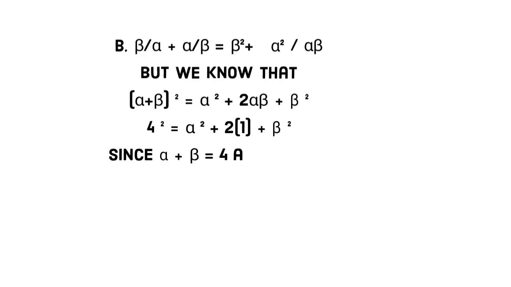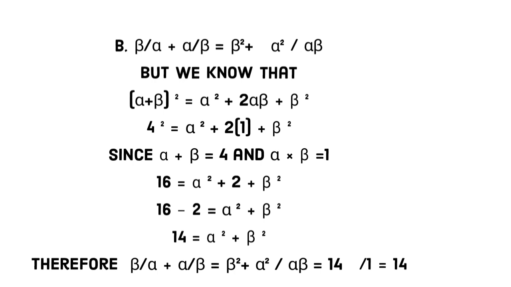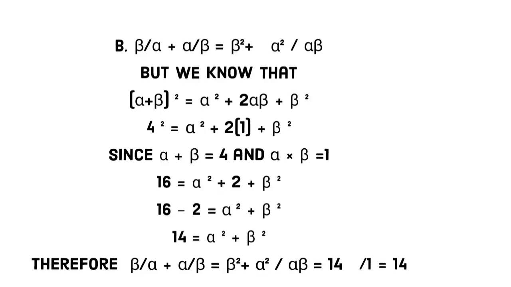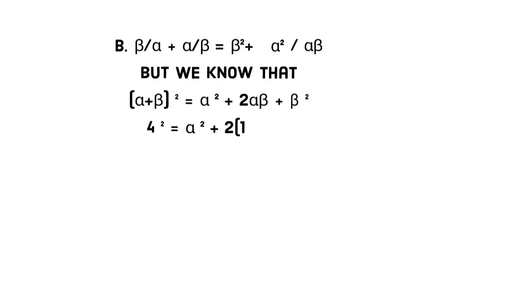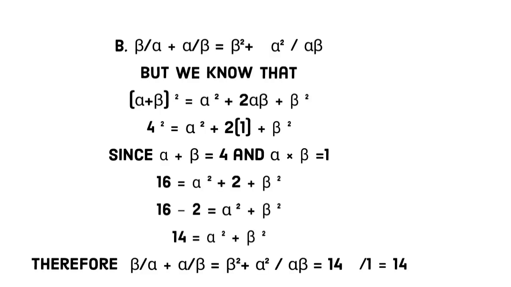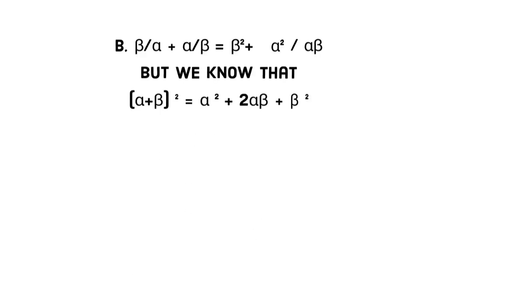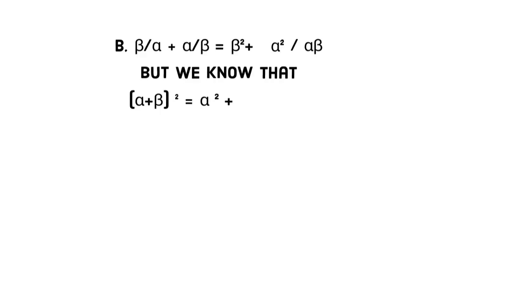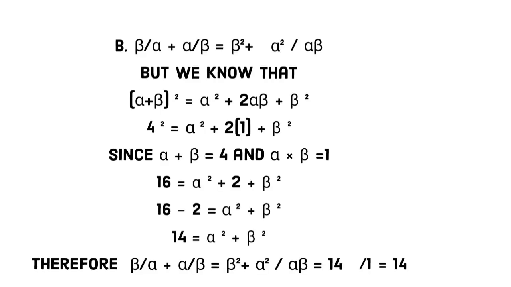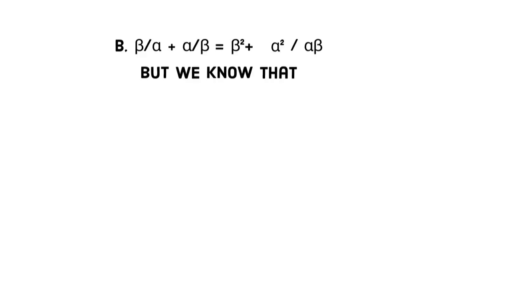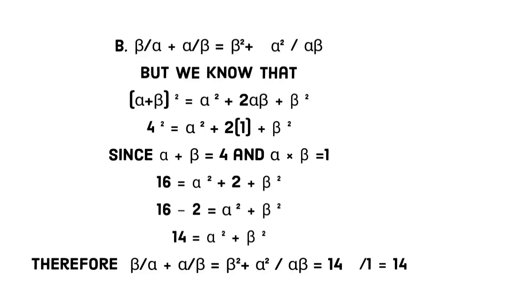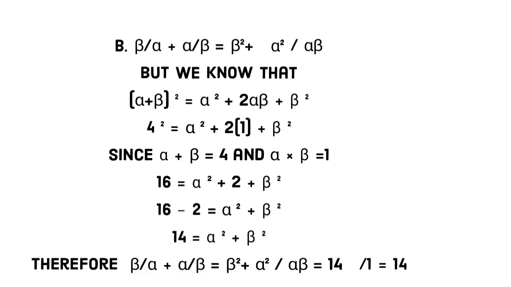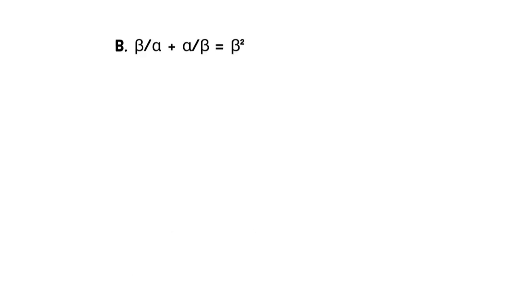Beta over alpha plus alpha over beta equals (beta square plus alpha square) over (alpha times beta). But we know that (alpha plus beta) the whole square is equal to alpha square plus 2 times alpha times beta plus beta square. Since alpha plus beta equals 4 and alpha times beta equals 1, then 4 square equals alpha square plus 2 times 1 plus beta square. 16 equals alpha square plus 2 plus beta square.